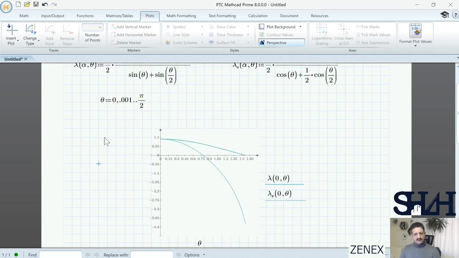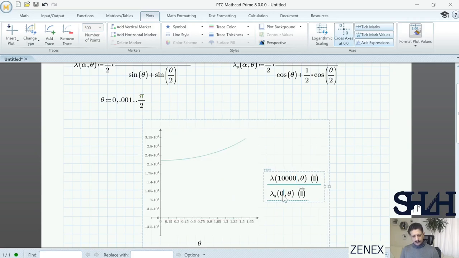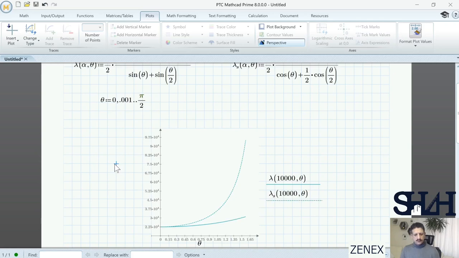Now let's assume that alpha is almost infinity, so it is 10,000, for example. Here we can see that if alpha is infinity, it goes to the other example that we solved. So the rotational spring is very stiff, and as a result, it can take the load and it will remain stable.